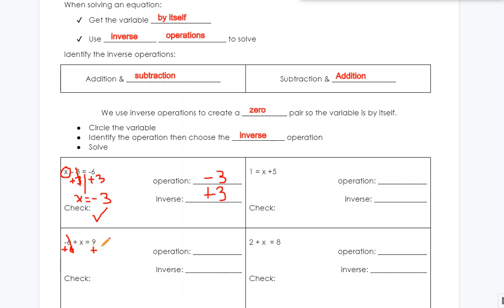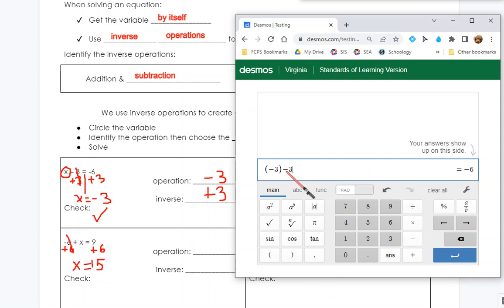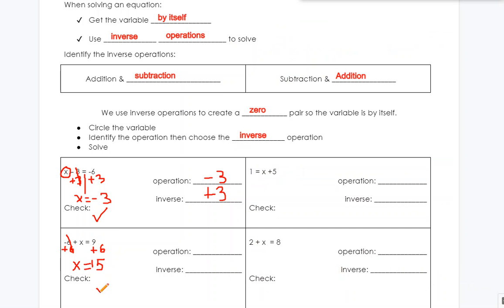And I'm going to do the same thing to this side over here. And 9 plus 6 would get me 15. And on this side, these negative 6 and 6 canceled out, so I'm just left with x equals 15, and that's my answer. So once again, I could check it by plugging into the original equation. So I have negative 6, and then it says plus x, and we said x was 15, so I'm going to substitute it in with parentheses, and that gave me 9. And that is what they wanted it to equal, so I checked my work. I know I got it right.